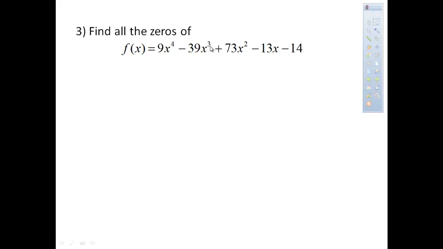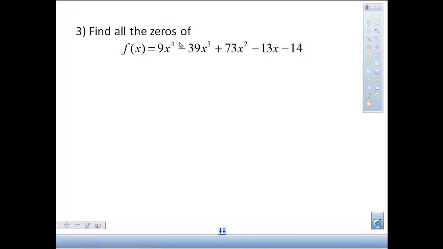Now let's look at one where you have to find all the zeros. So if I want to find all the zeros of this, the first thing I know is that it's going to be degree 4. So we know we're going to have 4 zeros. Where do I start? This is not something that's easily factorable. We have a possibility of having real zeros and non-real zeros. So the first step that I would do is graph this in my calculator. So let's go ahead and do that.